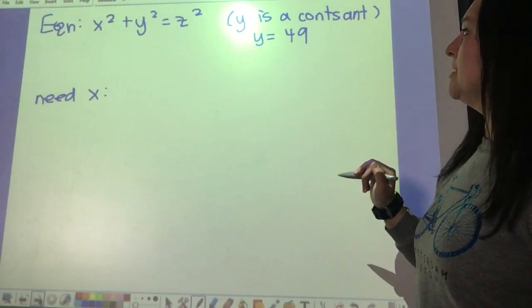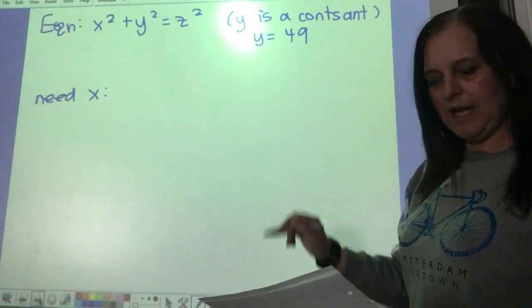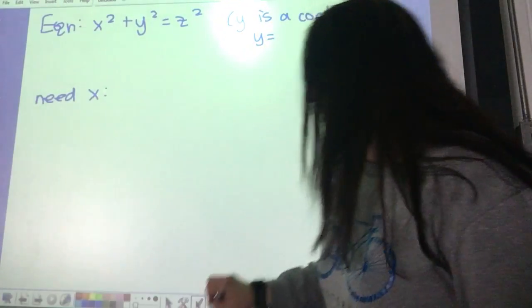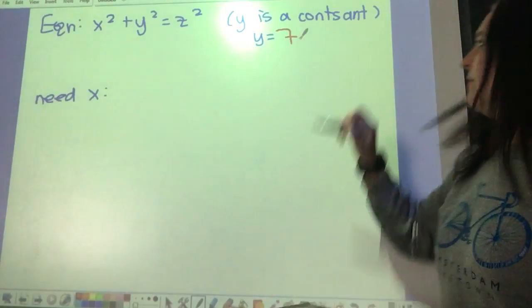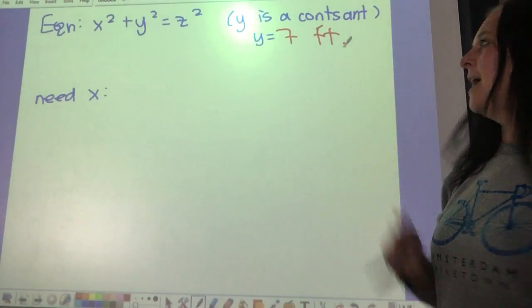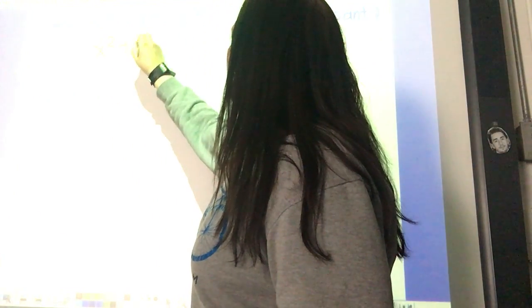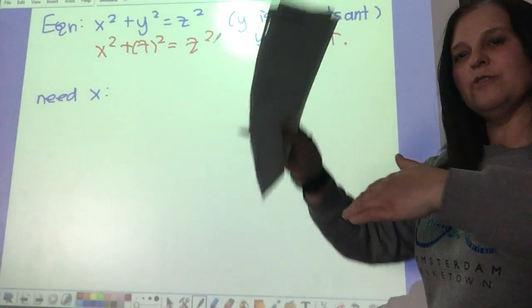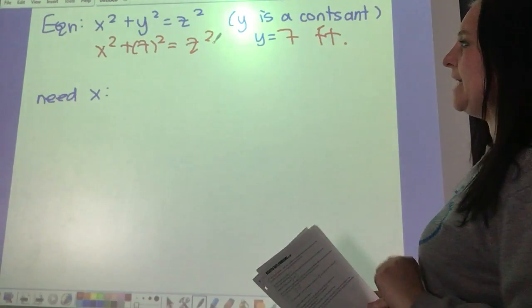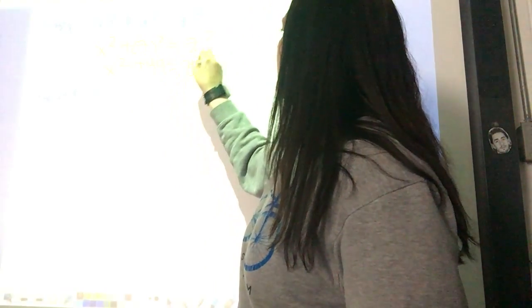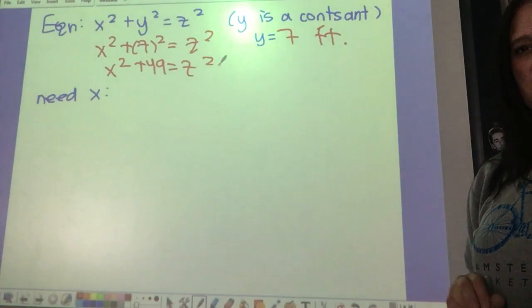Now in the question, y was a constant. I think I put 49, but y is actually 7. Sorry, I was a step ahead. They tell us that the height of the dock is 7 feet above water. Okay, so now you can see where this is going. That part never changes. The x and the z values change, but the height of the dock doesn't. So y is always 7. When you insert and solve, that's where the 49 came from. So x squared plus 49 is equal to z squared.